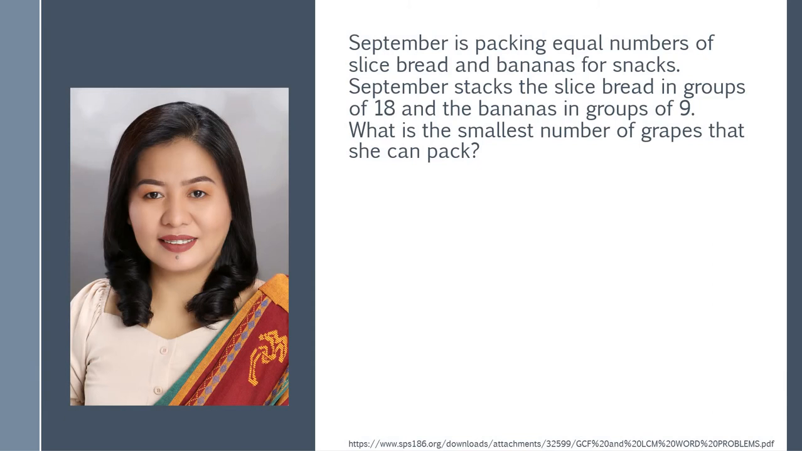September is packing equal numbers of sliced bread and bananas for snacks. September stocks the sliced bread in groups of 18 and the bananas in groups of 9. What is the smallest number of grapes that she can pack?